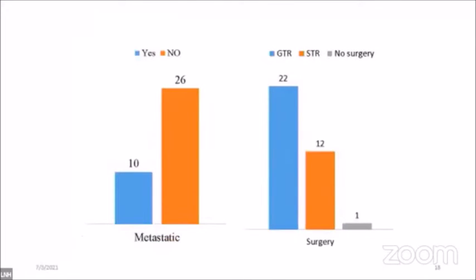Metastatic at presentation: 10 of them had metastasis, 26 didn't. We did surgery on them, all of our group did. We did gross total resection in 22 of the cases, and in 12 of the cases we were not able to, so we did a subtotal resection. And in one case, we just did a biopsy, or we did no treatment at all.